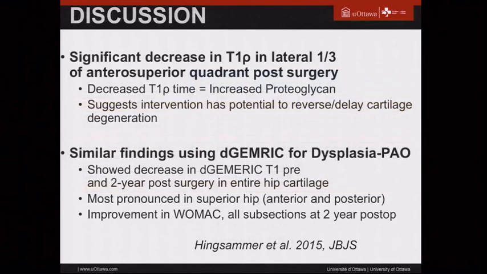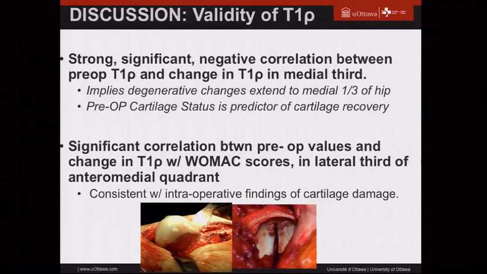So discussion, as mentioned, there was a significant decrease in the T1 Rho in the lateral third of the anterior superior quadrant post-surgical intervention, suggesting some alteration, I guess we'll just say alteration. I don't think we can say reverse, but alteration in the degenerative process. These are similar findings that have been shown with hip dysplasia and PAO, as well as the WOMAC correlation. There was, again, a strong negative correlation between the pre-op T1 Rho and the potential overall change. Again, validating the fact that your initial pre-op cartilage status will have an influence on how you can improve. And finally, there was a significant correlation between both the pre-op and the surgical changes on the WOMAC score with the T1 Rho. Again, at the anterior superior quadrant, which is consistent with our intraoperative findings at the time of cartilage surgery.